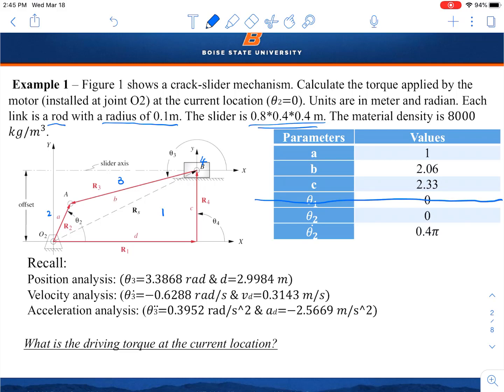The input angle is theta 2. Theta 2 right now is flat, but at the same time it is rotating counterclockwise at a constant speed of 0.4 pi radians per second. We have seen this crank slider mechanism before. We have already completed the position analysis, velocity analysis, and acceleration analysis, so we already know the orientation of theta 3, which is here, and the distance d from the previous analysis.